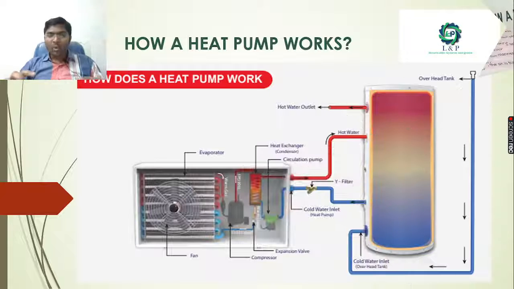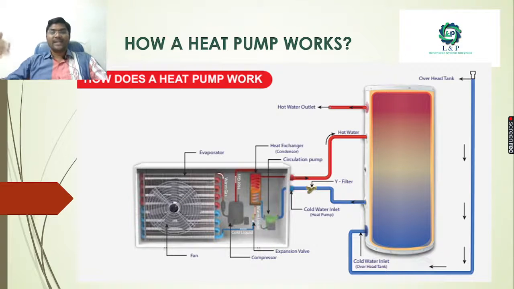So this is a more detailed view of how heat pumps look and how the operation happens. See here, as we told earlier, we have a fan, an evaporator, a circulation pump, and a condenser. Here, with the help of the slide, we have indicated the cold liquid in blue color, and the warm gas in red color.